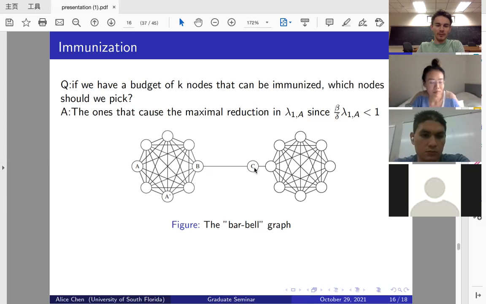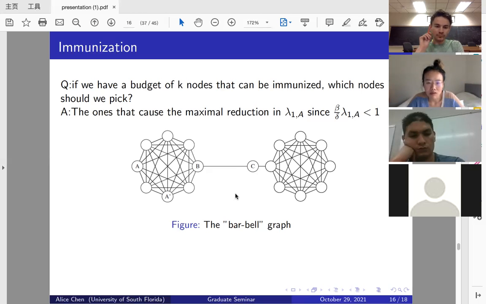Probably C would be good, because if one is infected and you delete C, then it is different. That's interesting. Yeah, that is different, right? So intuitively we know that it's going to be C, but why?